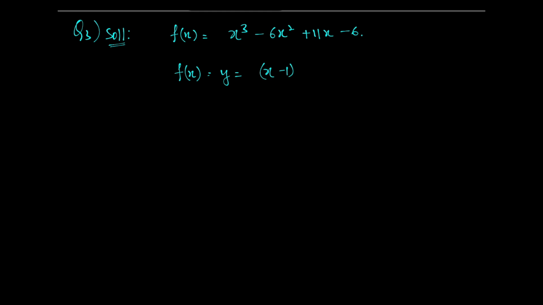The solution for question number 1. Let's say f of x is given as x cube minus 6x square plus 11x minus 6. Right, this is a cubic equation. I can even write f of x equal to y, that is equal to (x minus 1) into (x minus 2) into (x minus 3). Sir, what are 1, 2, 3? These are the roots of this cubic equation. So roots of a cubic equation, in the sense, form a graph.